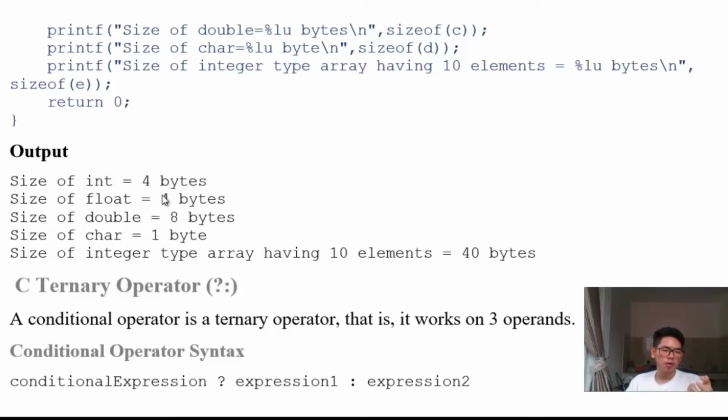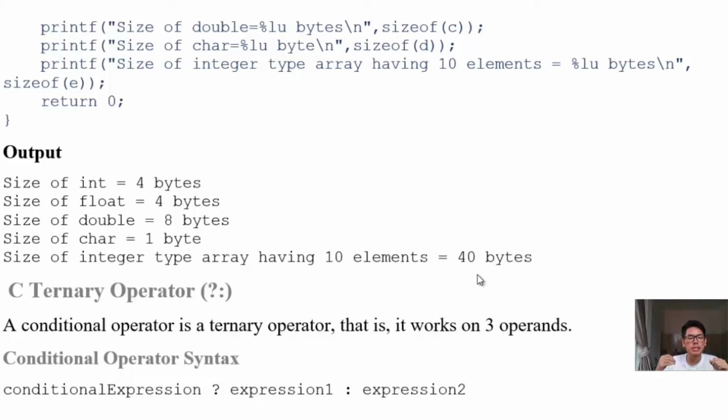For float, the size of its data type for one variable is 4 bytes, and then the double is 8 bytes, and then character is 1 byte. An integer array having 10 elements would be 40, because for one integer it needs 4 bytes. So it would be 4 multiplied by 10. That would show you 40.